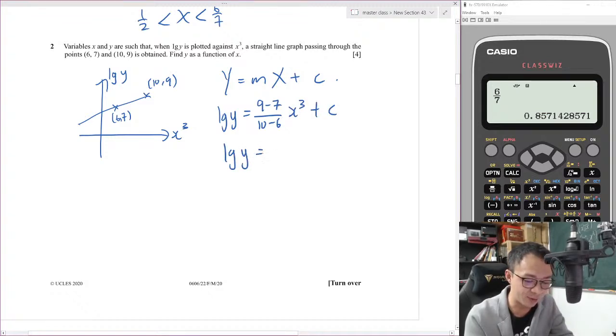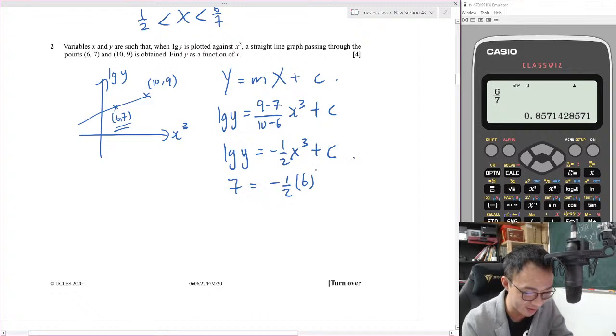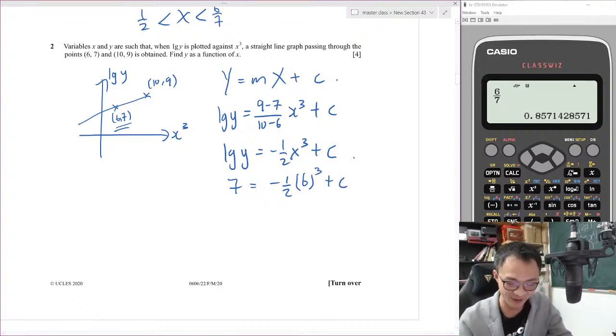So log y equals 2 over 4, which is negative 1 over 2, times x cubed plus c. To find c, I just plug in any coordinate I like. Maybe I choose this one, since the number is smaller. 7 equals negative half times 6 cubed plus c. The number is very big. Am I doing anything wrong? I hope I'm not doing anything wrong here. The c will be quite big.